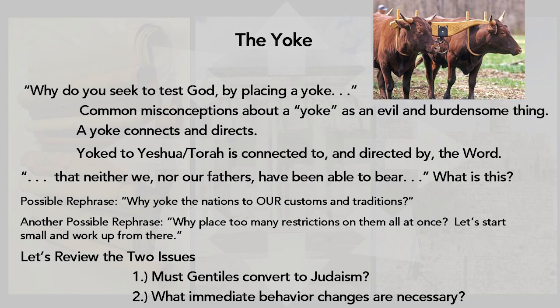Sorry. So, yoked to Yeshua and the Torah is connected to and directed by the Word of God. Now, we mentioned, and we're getting into this a little bit deeper as we talk about the Torah and what they're referring to when they say they must obey the commandments from Moses. We talked about that before, but I think it might help us to possibly rephrase this statement. Because of their perception of what the Torah is, and I have mentioned this to you on many, many occasions, the Torah to a first century Jew and today encompasses 3 things.